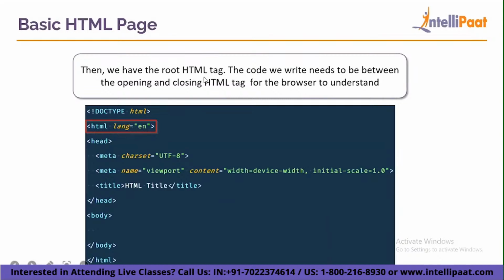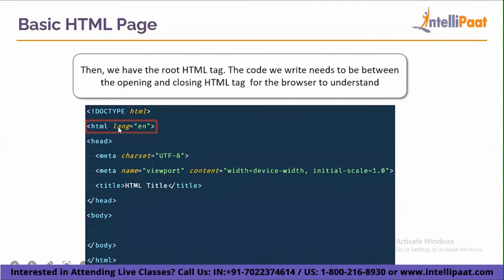So we have a root HTML tag. The code we write needs to be between the opening and closing of the HTML tag for the browser to understand. We are clear with tags. But attributes we give just to provide extra information to our HTML element. It will always appear in the form of a name, value pair. So there will be some name, and for that name we will be giving some value. Since they both are there, we call it a pair.